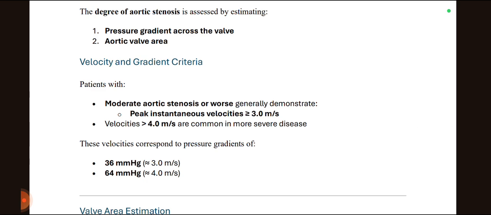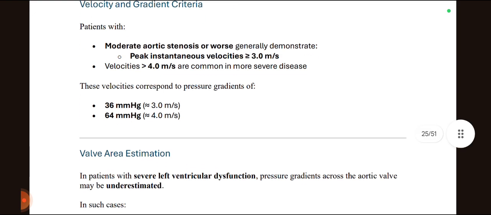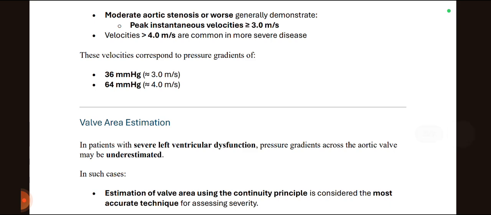Okay, so the velocity and gradient criteria क्या है? In patients with moderate aortic stenosis or worse, generally demonstrate peak instantaneous velocities more than or equal to 3 meter per second. And if velocities are more than or equal to 4 meter per second, then it is more common in more severe disease. These velocities correspond to pressure gradients. 3 meter per second वाली अगर velocity चल रही है, so हमने बोला था ना delta P is equal to 4V square, so pressure gradient approximately 36 mmHg होगा.